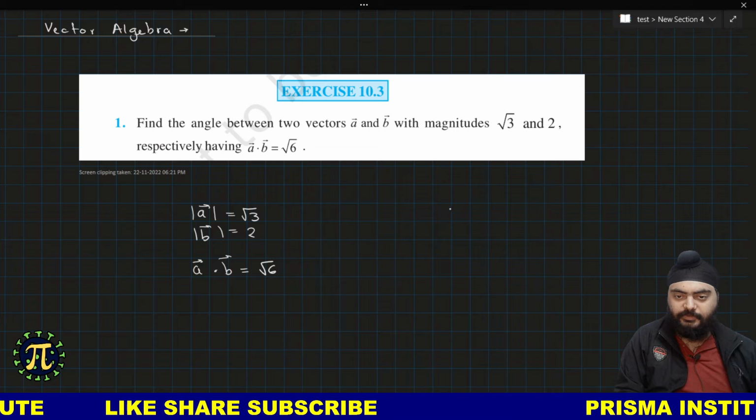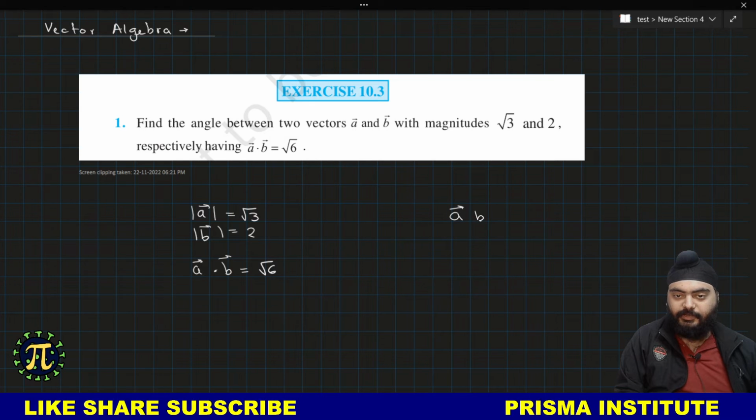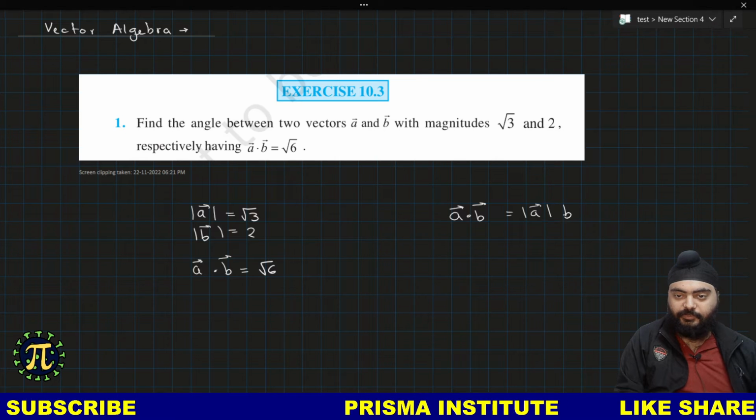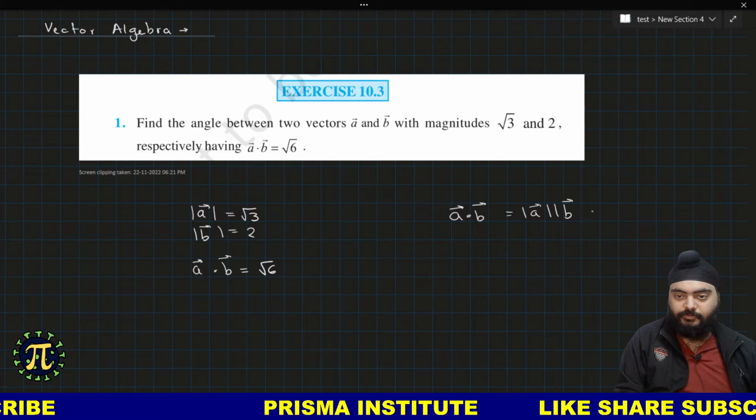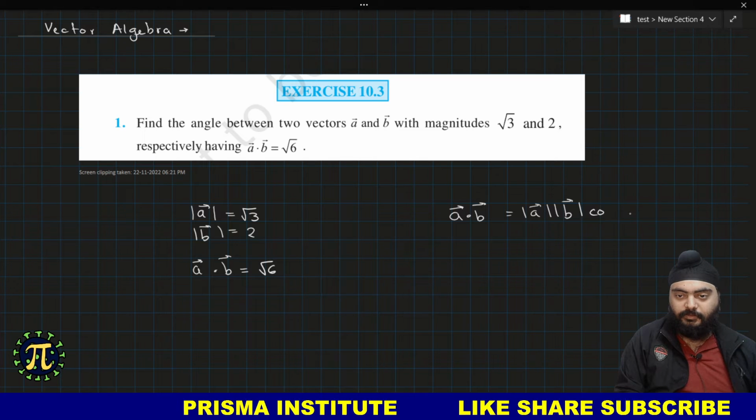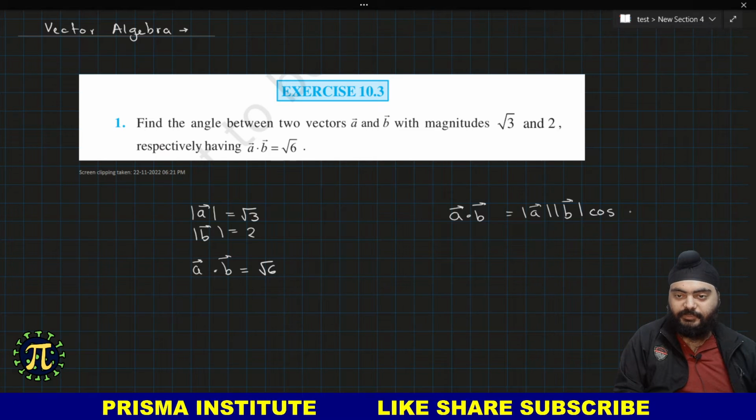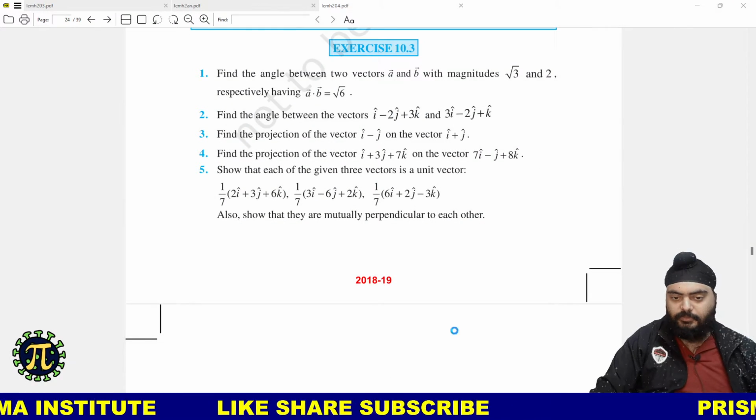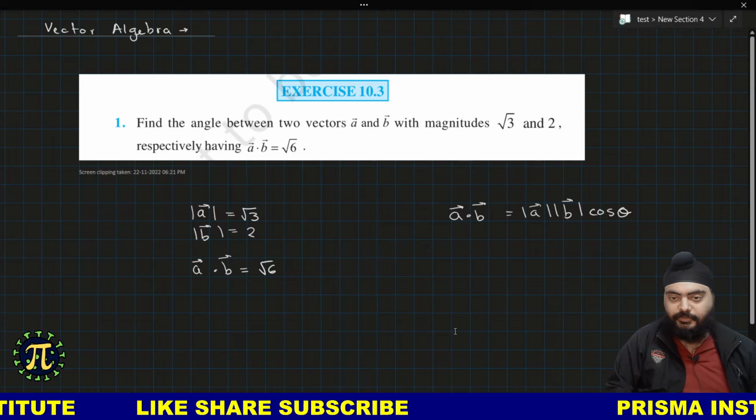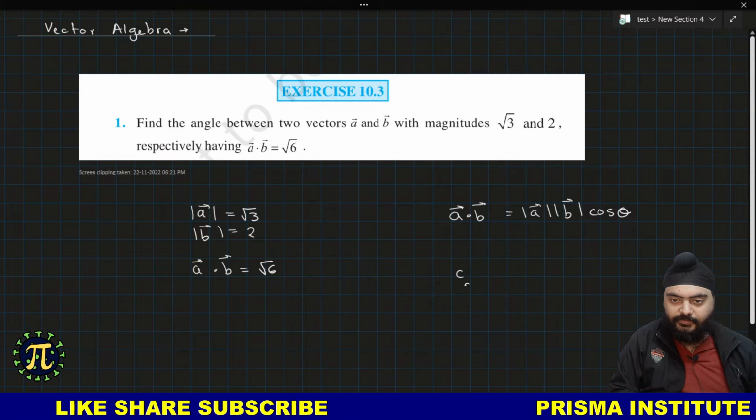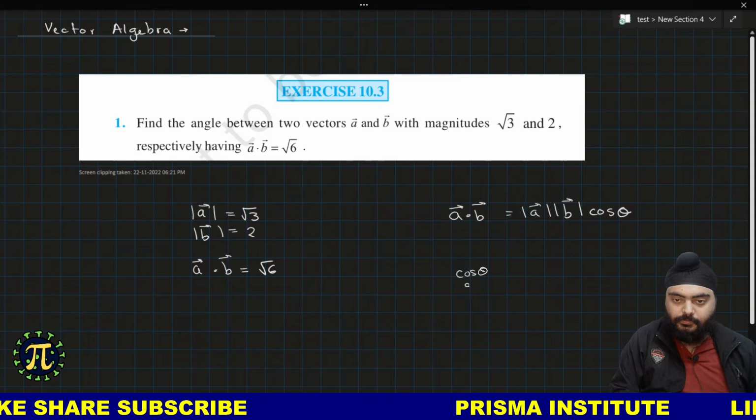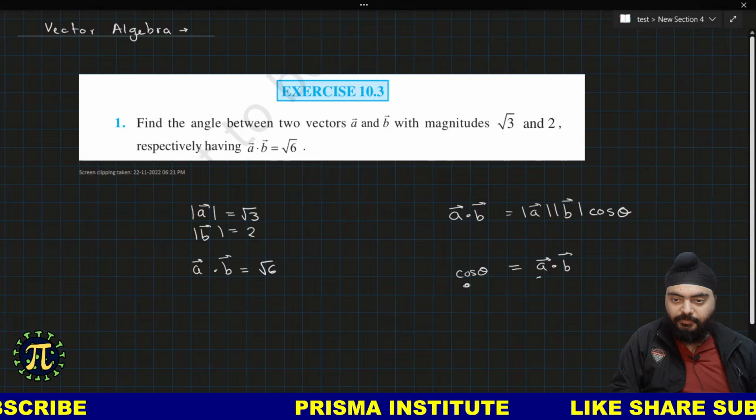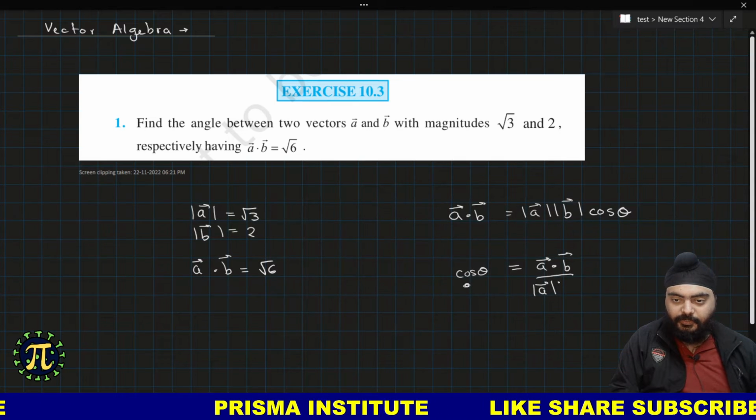Okay, so how will we find the angle? We'll use the basic formula for our dot product. A dot B is nothing but magnitude of A, magnitude of B into cosine of the angle between them, right, into cos theta, right? So just a second, it is giving some problems. I can restart this. Okay, so cos theta. So we can find now cos theta, which will be equal to A dot B divided by magnitude of A into magnitude of B.